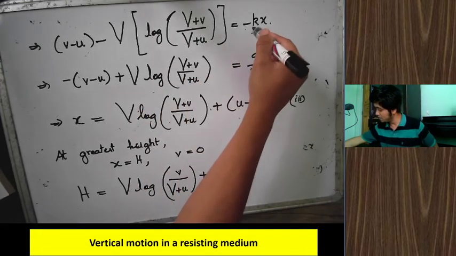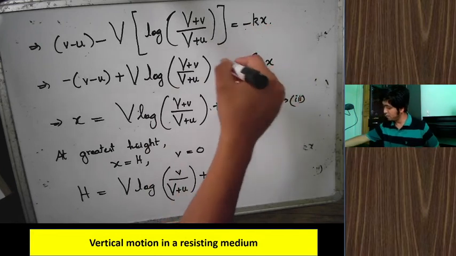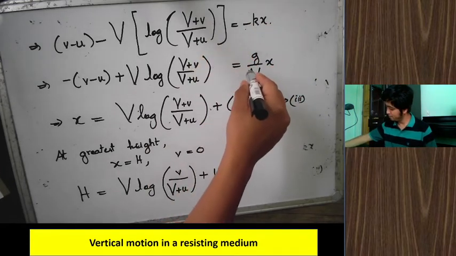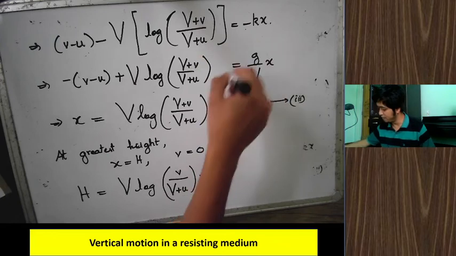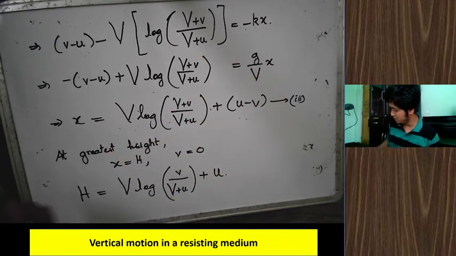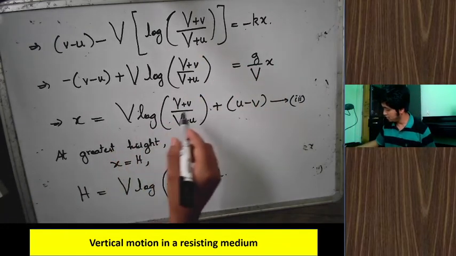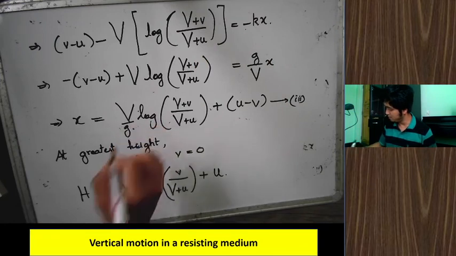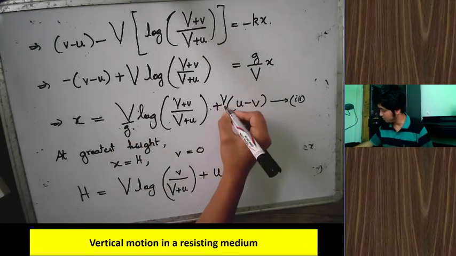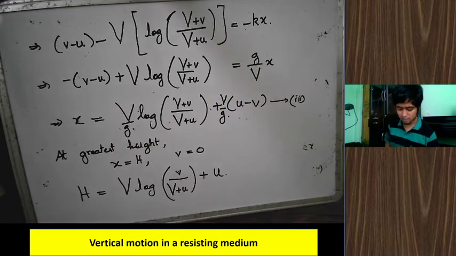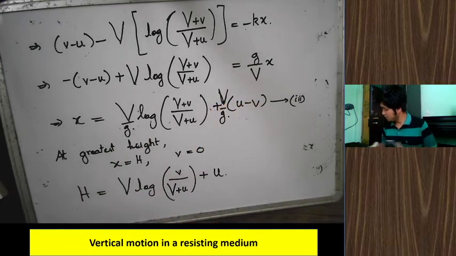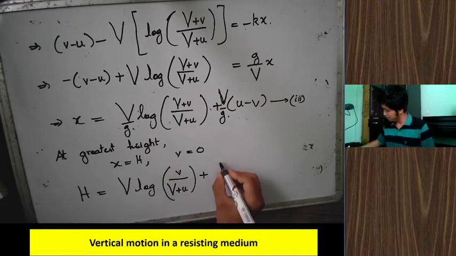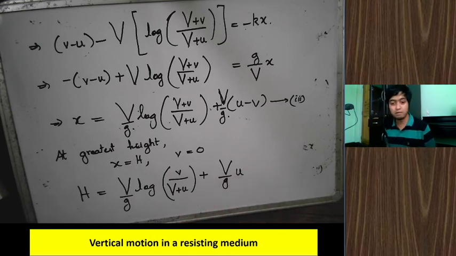Okay, I think I made a mistake. It's g by v, okay, v by g. And over here it should be v by g. Okay, so this is what we will be having. Over here we will be having v by g u. So this is the required time to reach the greatest height.